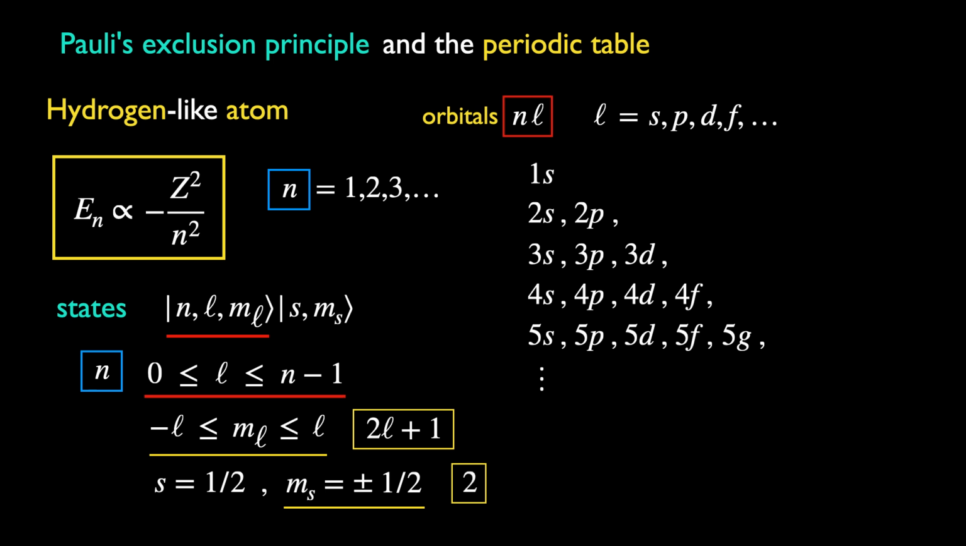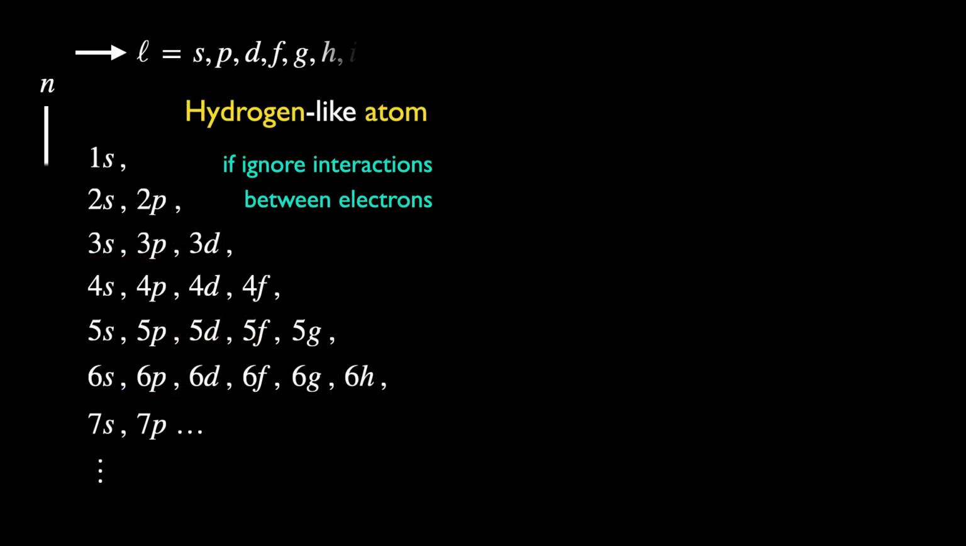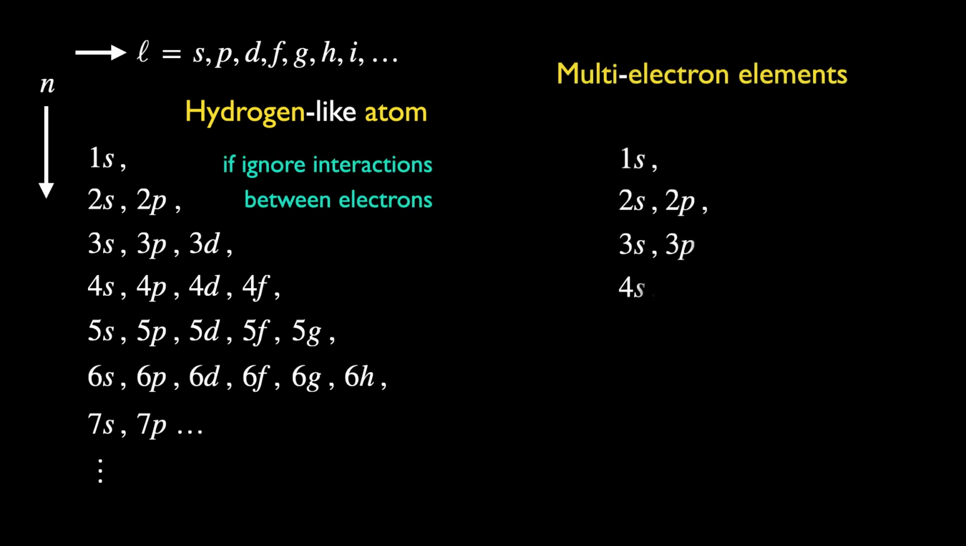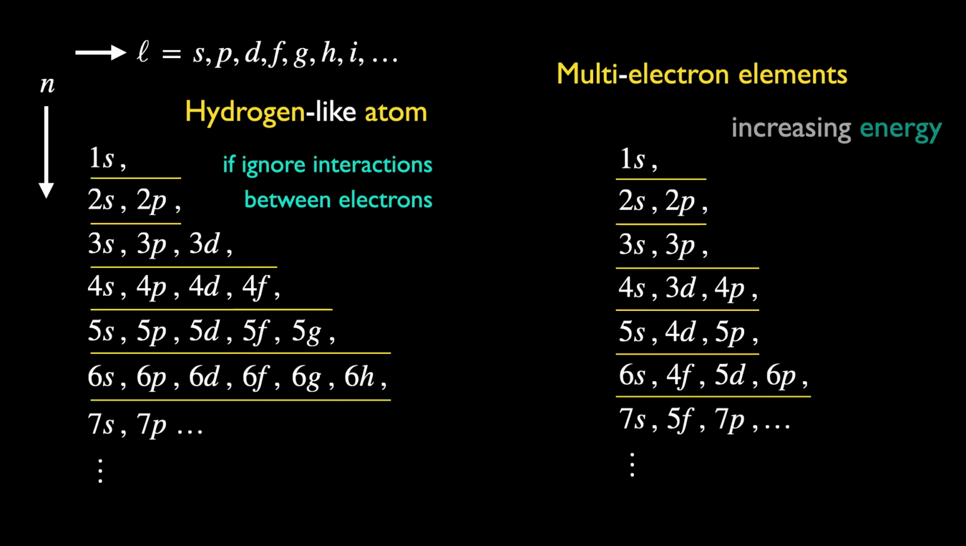Now we fill these states with Z electrons, starting from the lowest energies. But note that in doing so, we are assuming that the electrons in an atom do not interact with each other and only interact with the nucleus. This is a very unrealistic assumption. Instead, the actual arrangement for the multi-electron elements looks like this. Note that states are arranged in layers with increasing energies downwards, forming energy shells.